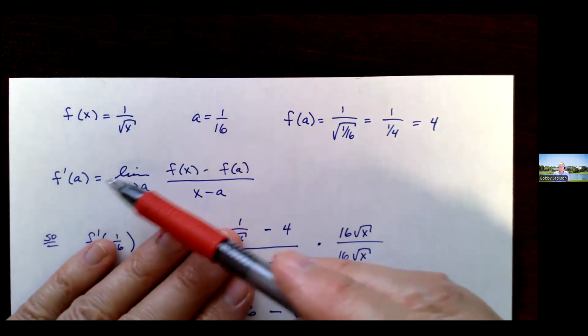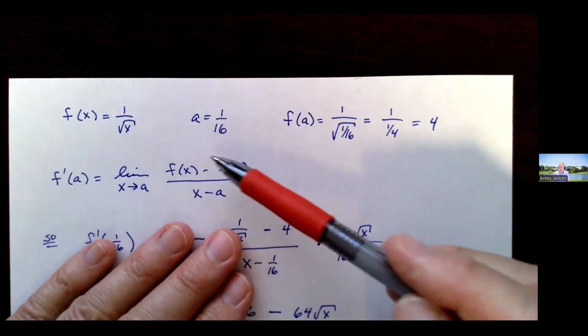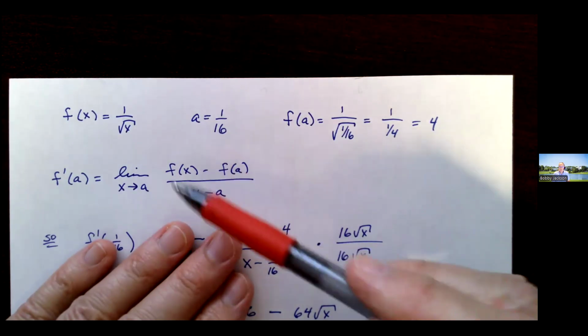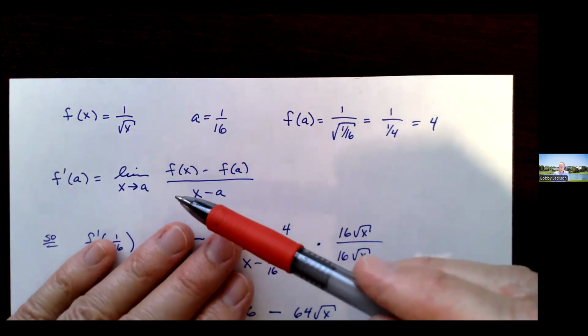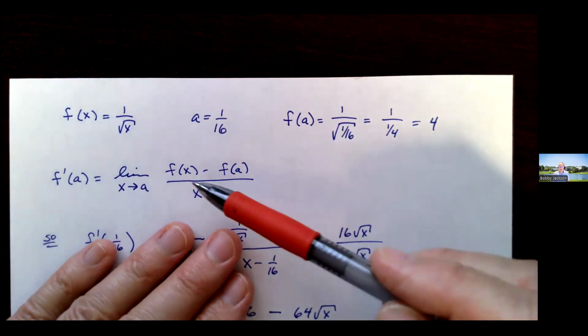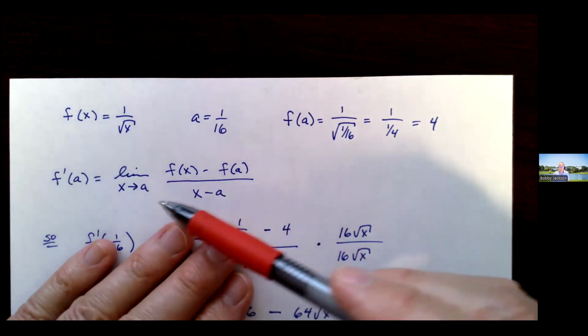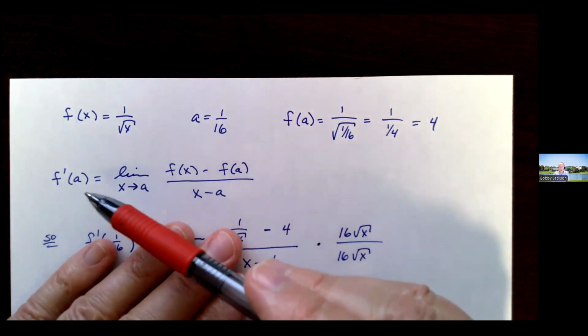f prime of a is the limit as x approaches a of f of x minus f of a over x minus a. Remember, this essentially represents the slope of that secant line, or the average rate of change of the function over the interval from a to x. And then we're taking the limit as x approaches a, and this will give us the slope of the tangent line, which is the same thing as the derivative at a.